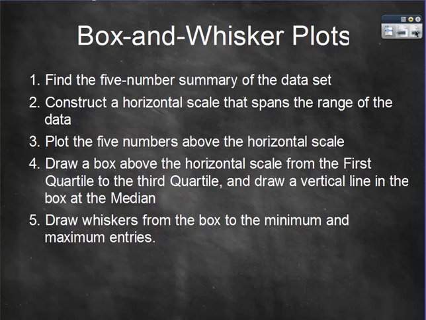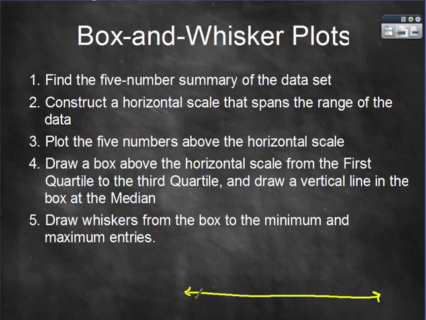Now, my first step is to go through and define the 5-number summary. So I need to put the numbers in order, find the median, and then that splits the data up into 2 other pieces. Find the medians of both of those pieces, so I have quartiles 1, 2, and 3, and then find the minimum and maximum data values. Once I have those 5 things taken care of, I'm going to actually move to step 2, which is to construct a horizontal scale that spans the range of the data. So I'm basically going to have a number line that's horizontal, which I'm going to be using to actually make my box and whisker plot plotted above that.